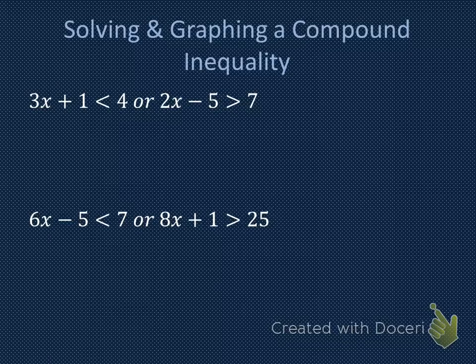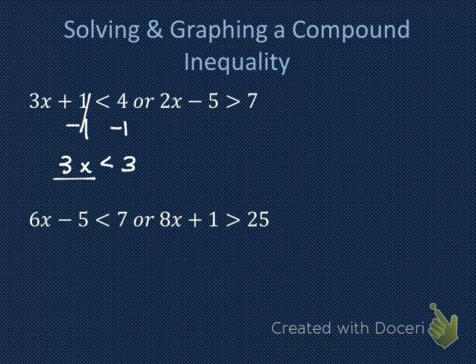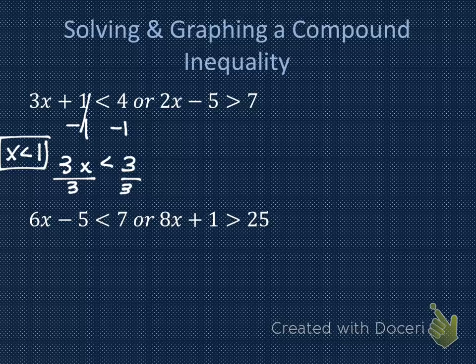So let's start with just 3x plus 1 is less than 4. This is a good review from yesterday. So Stephanie, what should I do first? Very good. Subtract 1 everywhere. 3x is less than 3. Then I divide by 3. And x is less than 1. So there is one of my answers right here. I'm going to box it in because I know that's one of my answers.